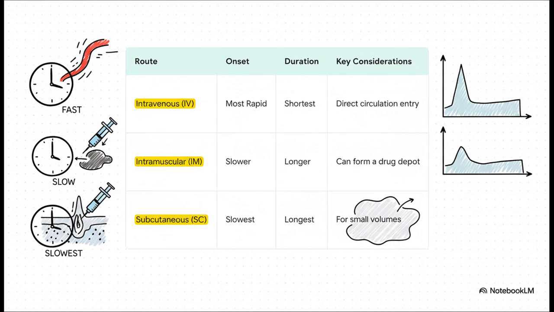Intramuscular and subcutaneous injections create a little drug depot under the skin or in the muscle, so the drug gets absorbed slowly over time. That means a slower onset, but a much longer duration. For your exam, you really need to understand that relationship between route, onset, and duration.